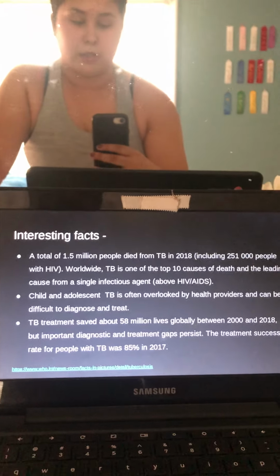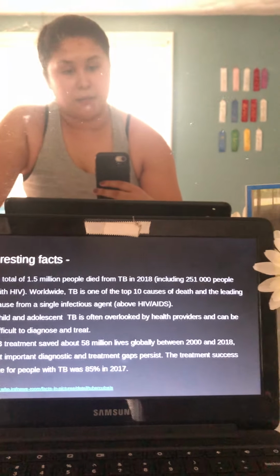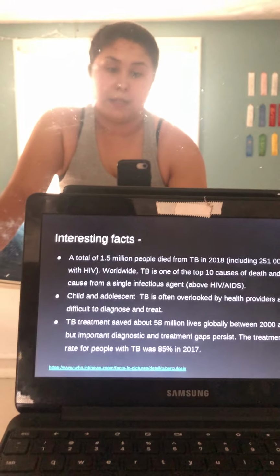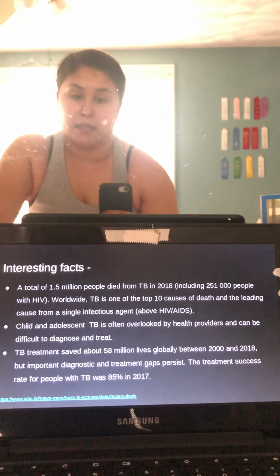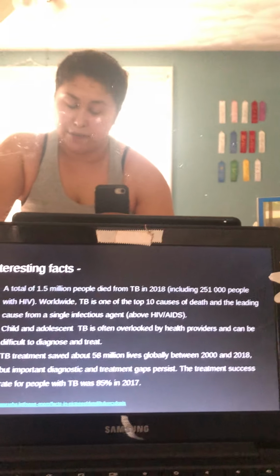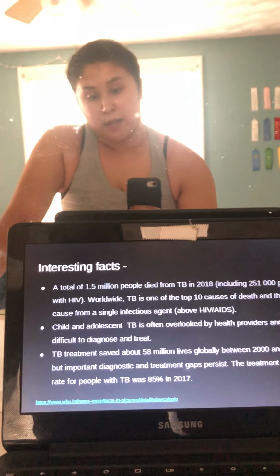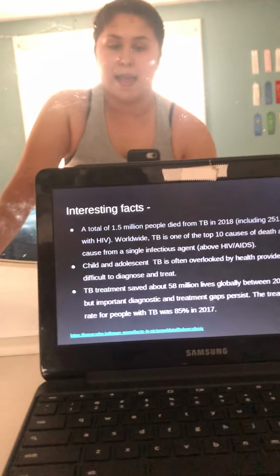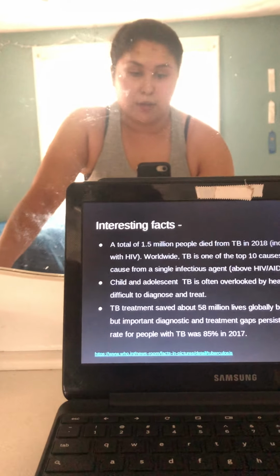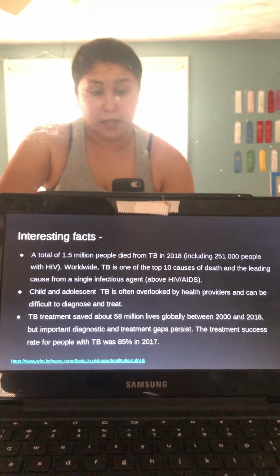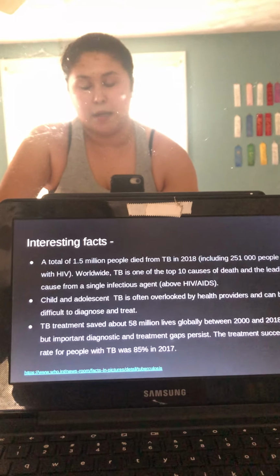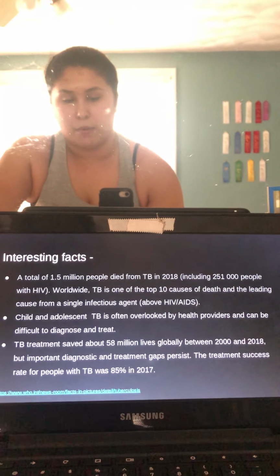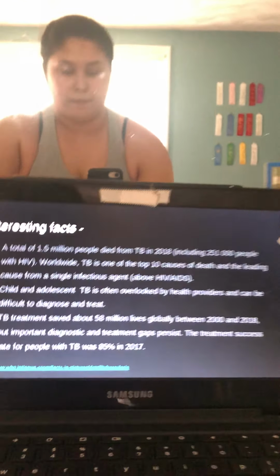Interesting facts. A total of 1.5 million people died from TB in 2018, including 251,000 people with HIV. Worldwide, TB is one of the top 10 causes of death and the leading cause from a single infectious agent, above HIV and AIDS. Child and adolescent TB is often overlooked by health providers and can be difficult to diagnose and treat. And the last fact is that TB treatment saved about 58 million lives globally between 2000 and 2018, but important diagnostic and treatment gaps persist. The treatment success rate for people with TB was 85% in 2017.